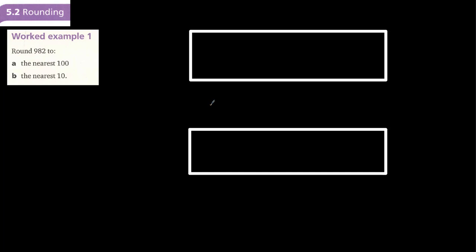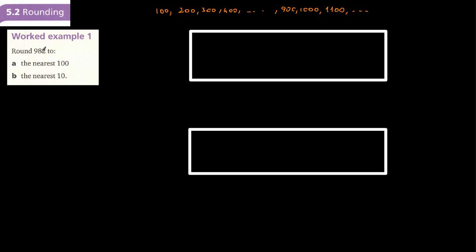This is rounding, and we are going to remember firstly how to round the numbers. Here it's asking to round to nearest 100 and nearest 10. If it is asking for the nearest 100, you know the hundreds are 100, 200, 300, 400, and you may continue like this: 900, 1000, 1100. You may continue like this.